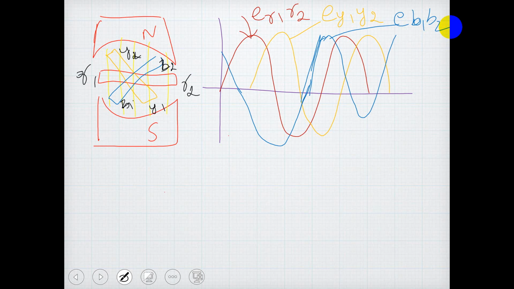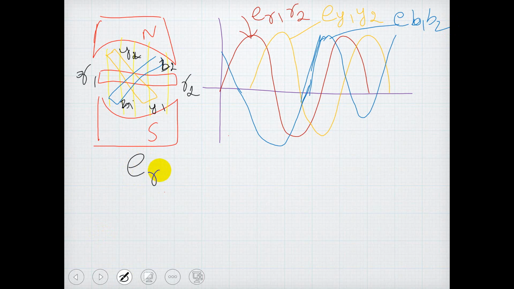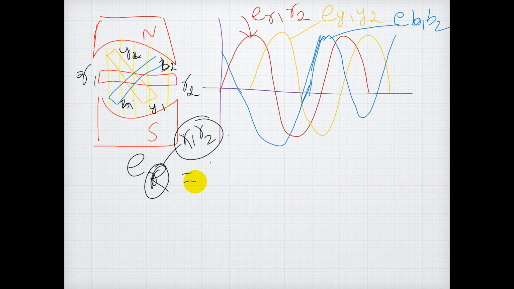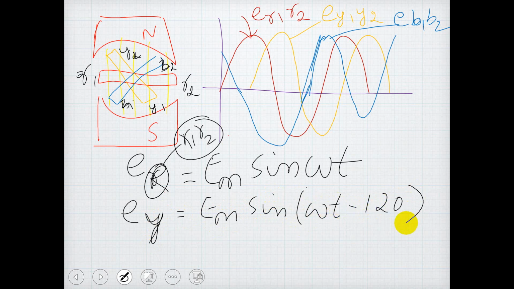If you observe, they are unequal in phase. As I said in the previous case, if I refer ER, capital R, so R refers here to the red phase, that is the R1, R2 conductor. You know, the ends of the conductors are mentioned as R1, R2. So ER can be written as EM sine omega t, correct? Because it's a sinusoidal wave. The other one, EY, induced in the conductor Y1, Y2. So let me say this as EY. EY is equal to EM sine of omega t minus 120 because it is in the anticlockwise.